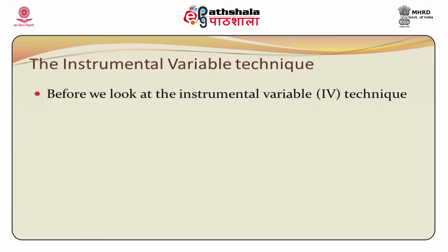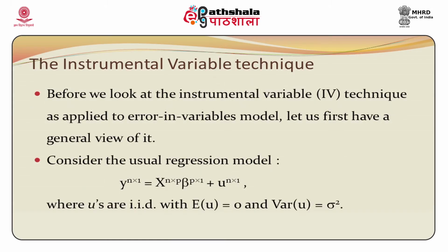Before we look at the specific problem of the instrumental variable technique as applied to errors in variables models, let us look at what the instrumental variable method is. We have the usual regression model y is equal to x beta plus u. So, we have n observations, y is an n dimensional vector. There are p explanatory variables, and hence x is n by p. There are of course p corresponding parameters, and beta is p by 1, and you have the error, which is again n by 1.